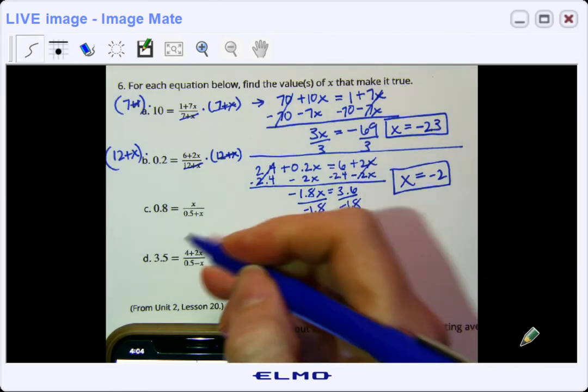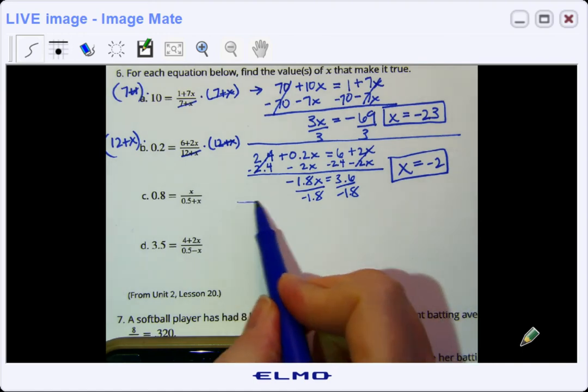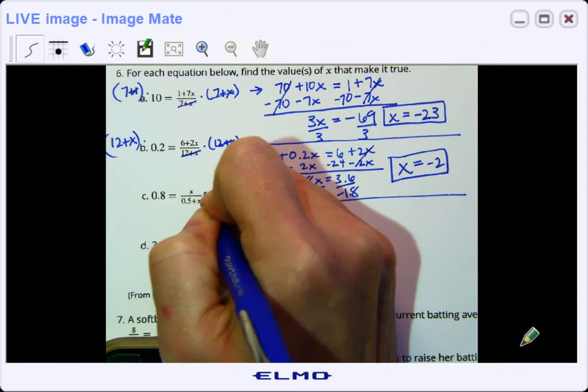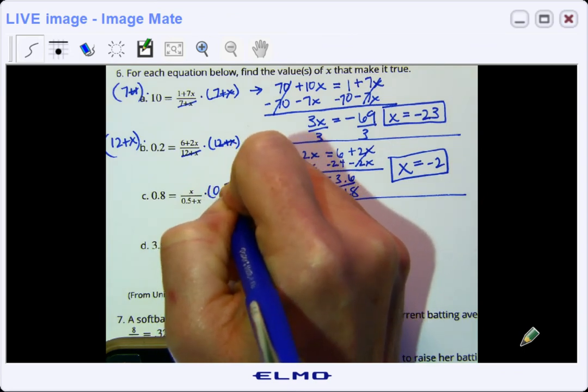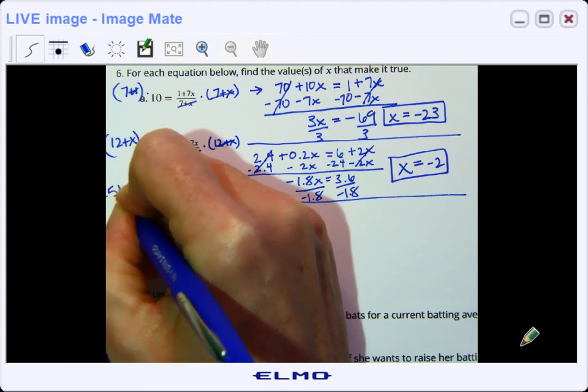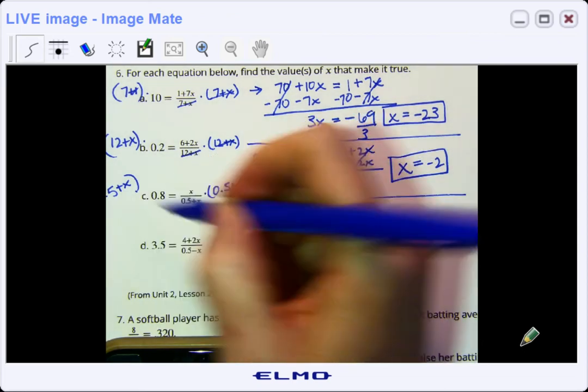Okay. On C, again, I'm going to use the same strategy. I'm going to multiply both sides of the equation by this denominator, 0.5 plus x. So 0.5 times 0.8 is 0.4.